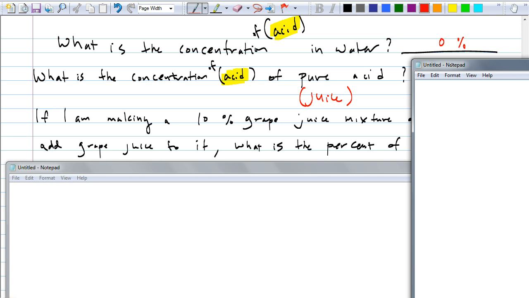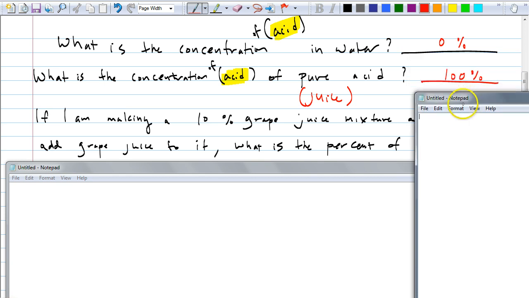Okay, what about the next one? So when I say concentration, I mean in terms of percentage. What is the concentration of pure acid? Because on your homework tonight, it will say, oh, I am adding acid to this solution. Or they could be more specific, pure acid. When they say acid, just think of it as pure, okay? Pure acid. Or when they say juice, they mean 100%. So what's the answer?